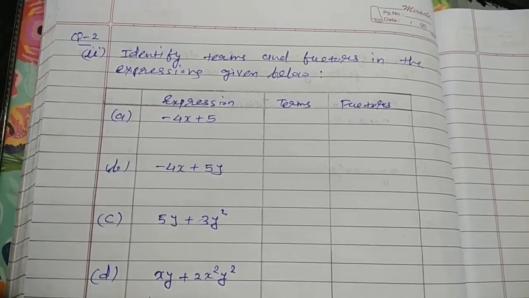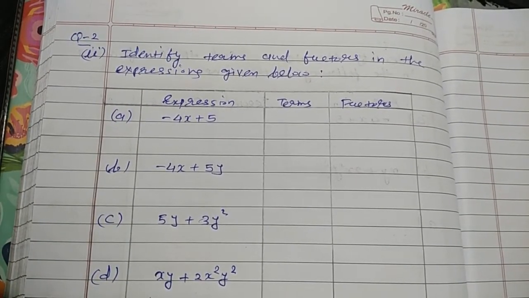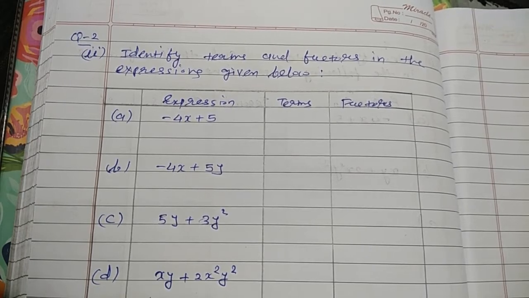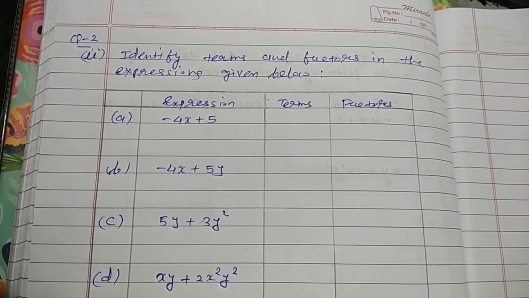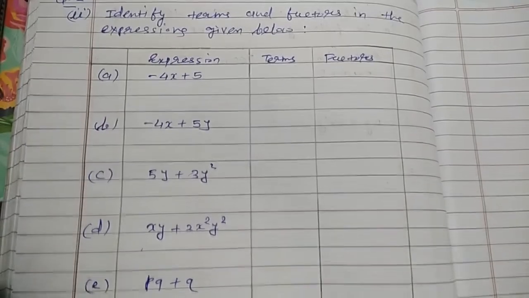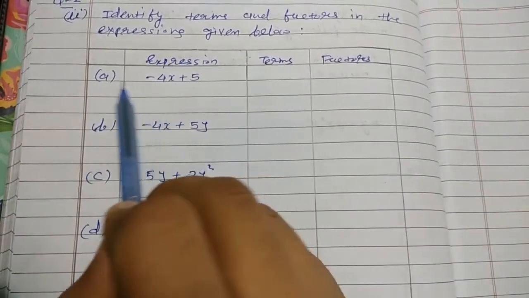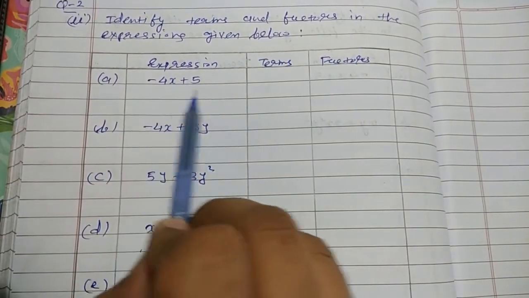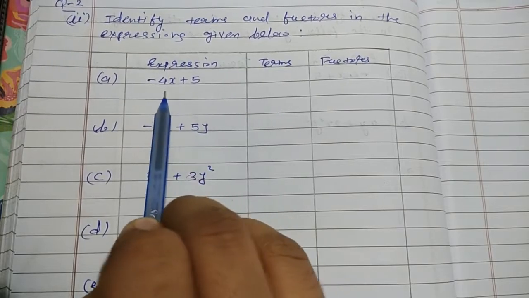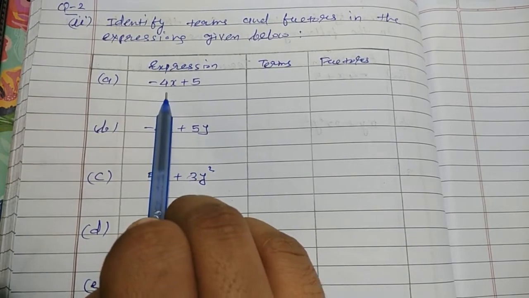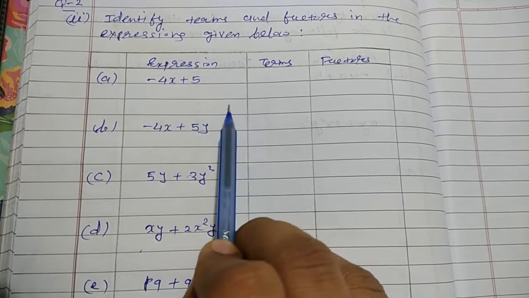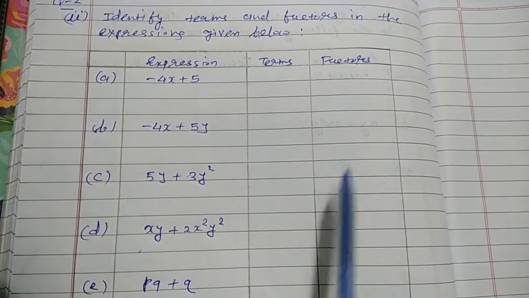Next, question number 2, sub question 2. Identify terms and factors in the expression given below. Now for this one I have made this table. Sum A, minus 4x plus 5. This expression is given. Now we have to identify the terms and write their factors.